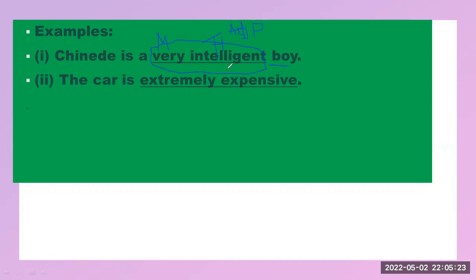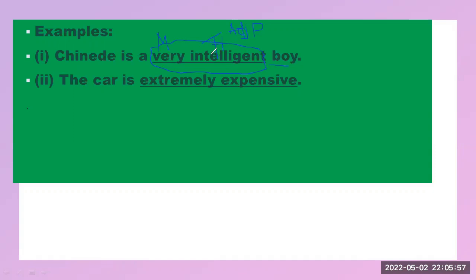Now, naturally, the listener who is curious may want to know more about Chinede, and he or she may ask you, what type of boy is Chinede? He wants to know more about this boy. Chinede is a boy. There are different boys, but what type of boy? Is he a good boy, a bad boy, a dull boy, a brilliant boy? You know, he wants you to describe the boy Chinede.